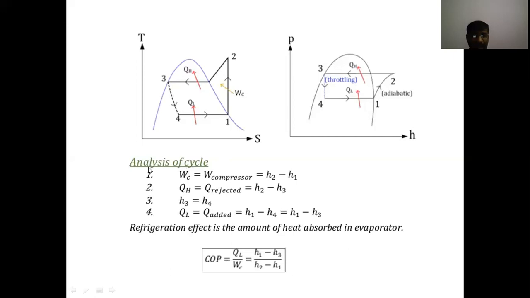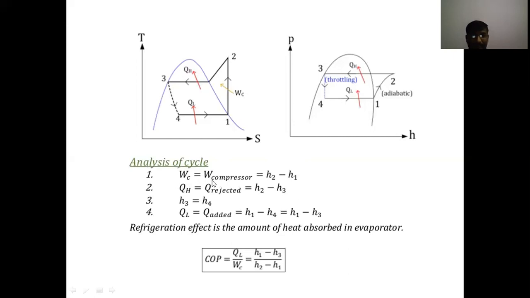Okay. Analysis of the cycle. Let us go for the work and heat formulas. First one is WC, that is the work given to the compressor. During this process, by applying the energy balance equation, that is the steady flow energy equation to this process 1 to 2, we will get WC equal to the change in enthalpy across the compressor, H2 minus H1.